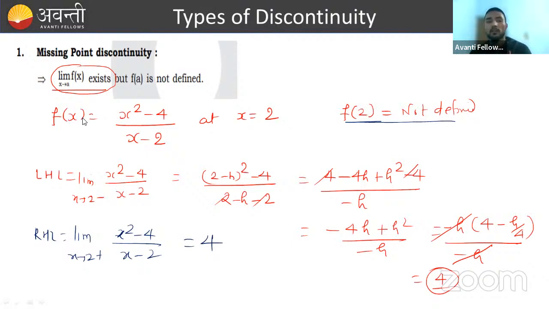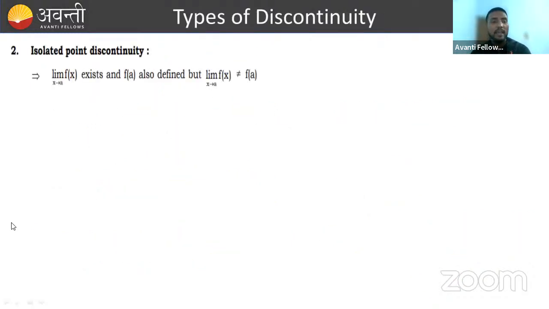Okay. Similarly, we can see isolated point discontinuity. In an isolated point, the limit exists and f of a also exists. What is happening is that the limit is not equal to f of a.